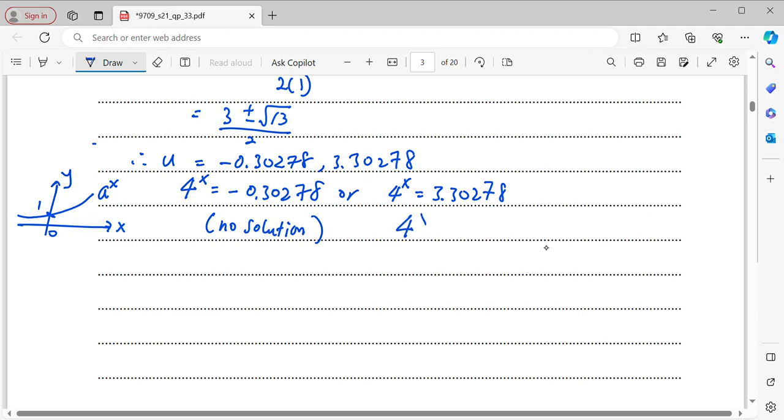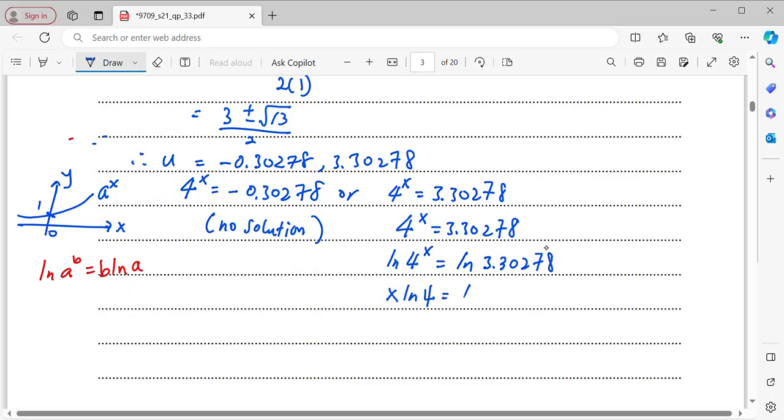Okay, therefore, we have to solve 4 to the power of x equals 3.30278. To solve this problem, we need to take ln on both sides. So ln 4 to the power x equals ln 3.30278. Now, according to the ln formula, ln a to the power of b is b ln a, which means the x will be moved down. So I will get x ln 4 equals ln of 3.30278. Hence, x is the division of these two values.